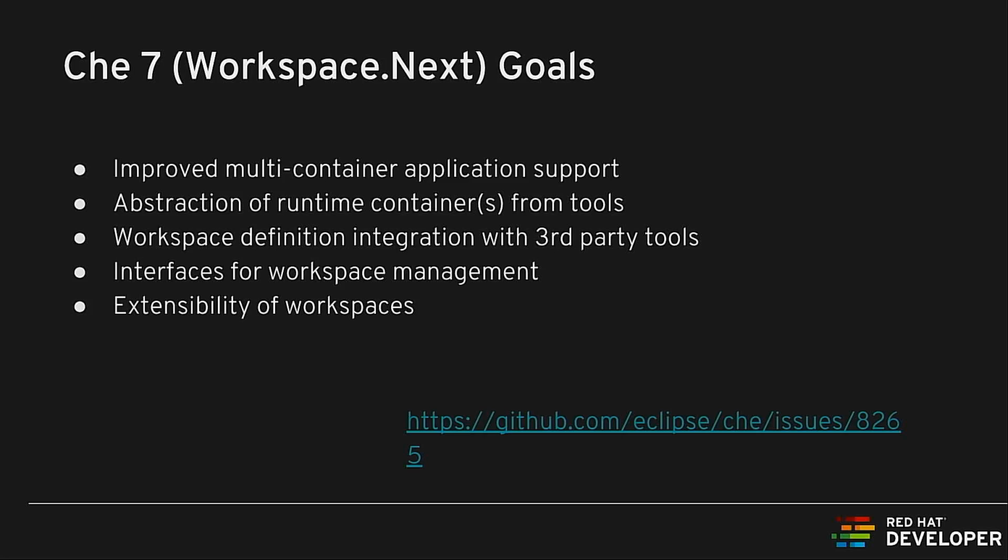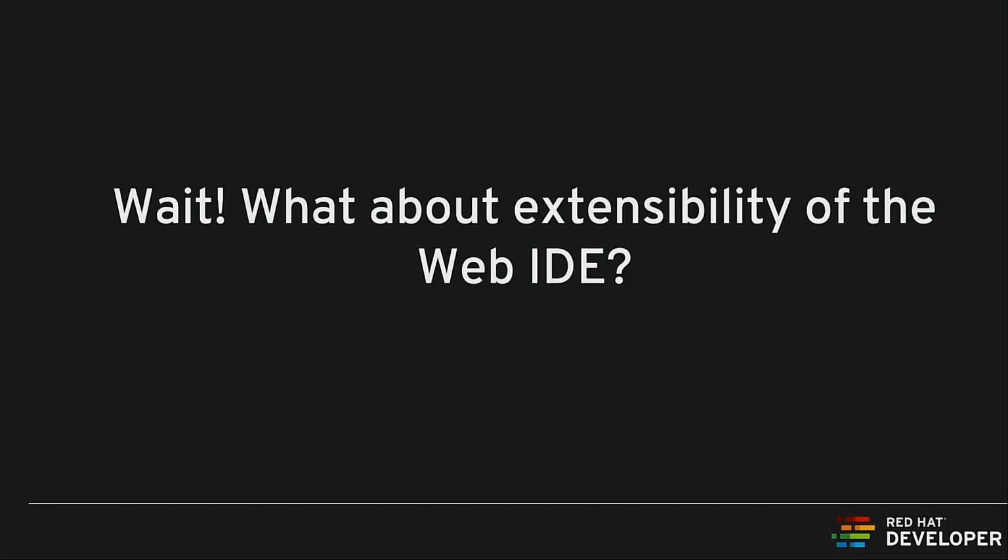So we came up with five goals, which were written in this GitHub issue, and we started implementing an architecture around these five goals back in February. You can read them for yourself, but the main idea is we want to abstract the runtimes better from the tools. We want to support multi-container applications better than we did with Che 6, and extensibility is of utmost importance. And then we talked about the extendability of the web IDE.